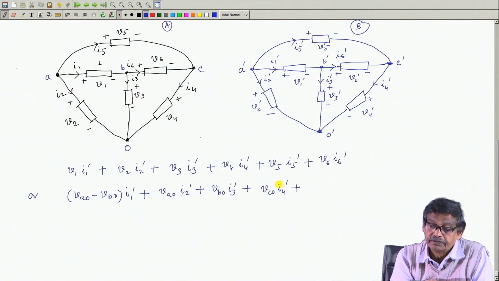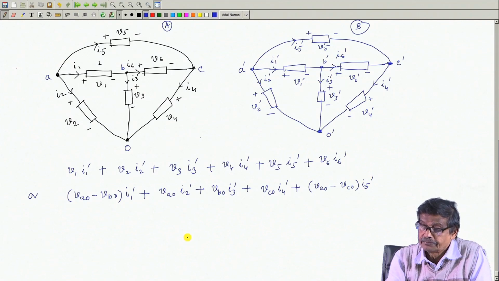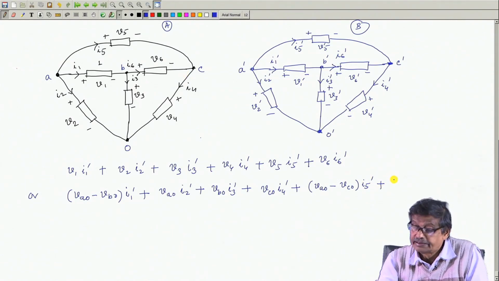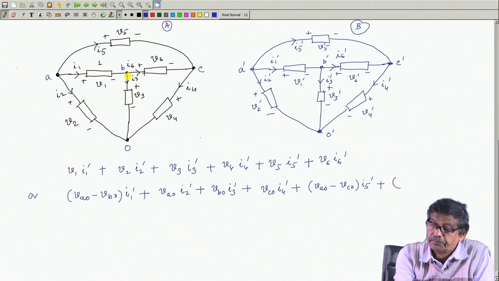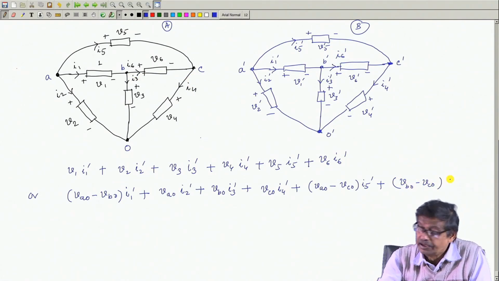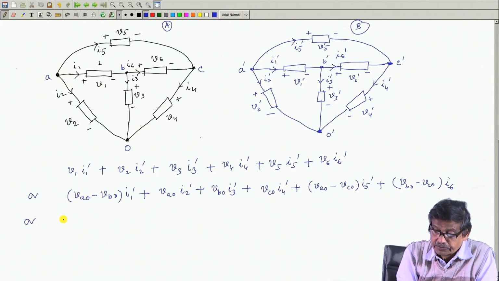What is V5? VA0 minus VC0 into I5 dashed. And finally, across this element 6, V6 is VB0 minus VC0. This will be the thing into I6 dashed. And once again I collect the terms of VA0.